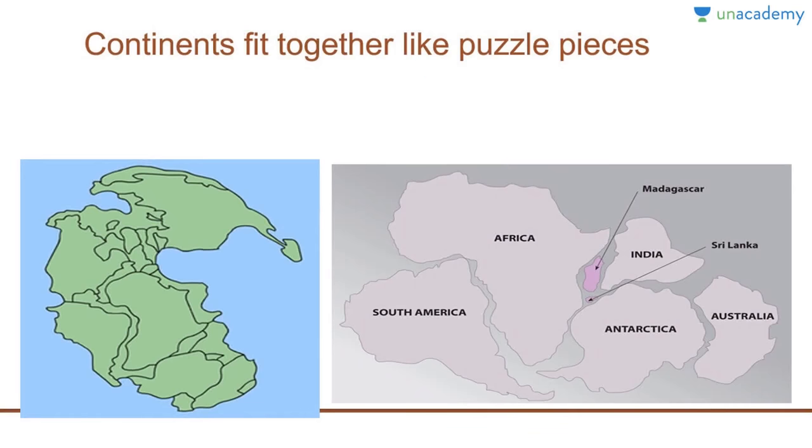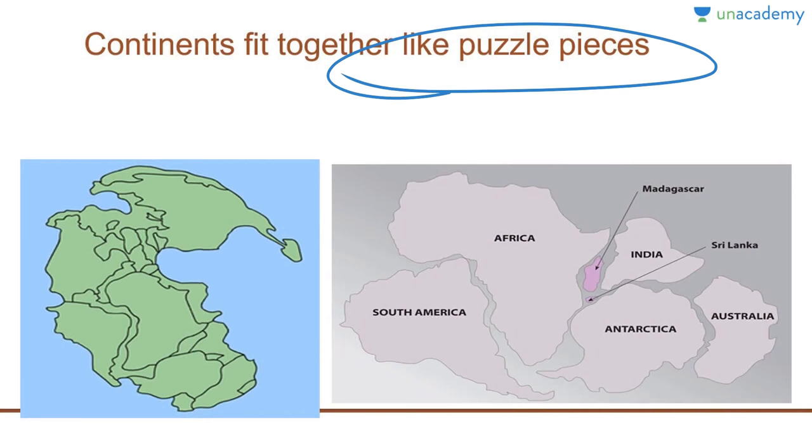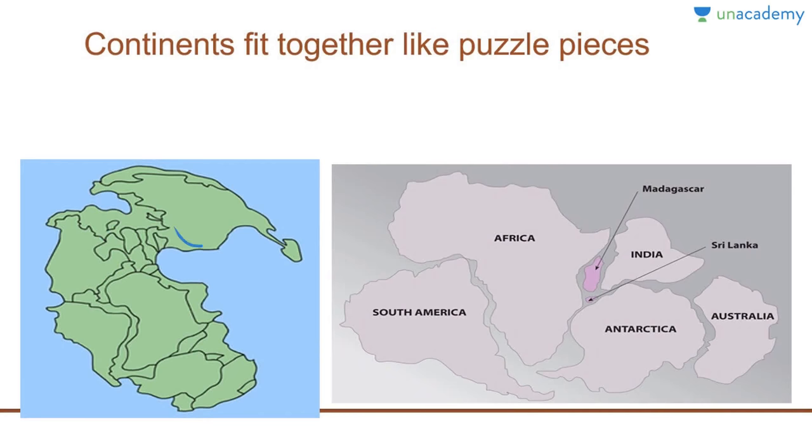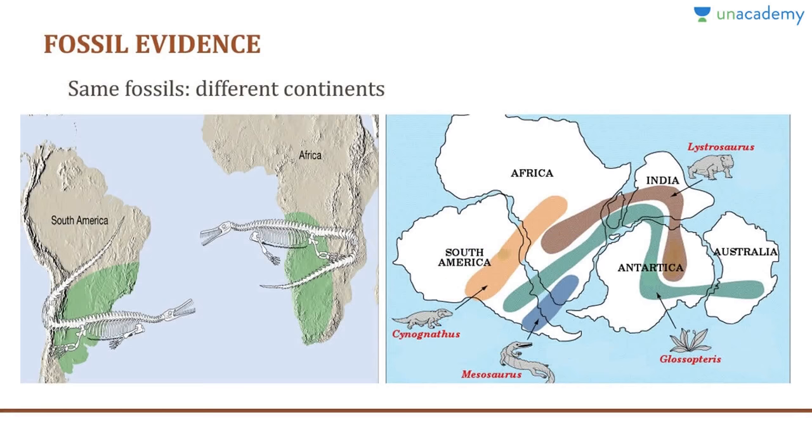Now, the next one is that the continents fit together like puzzle pieces. You can see it here. Europe, North America, South America all fit together like puzzle pieces. You can see it here. All these are part of Gondwana land, like South America, Africa, Antarctica, India, Australia. So all these continents fit together like puzzle pieces. So as per this, Wegener concluded that all these continents were once combined together in the form of a supercontinent, that is Pangaea.